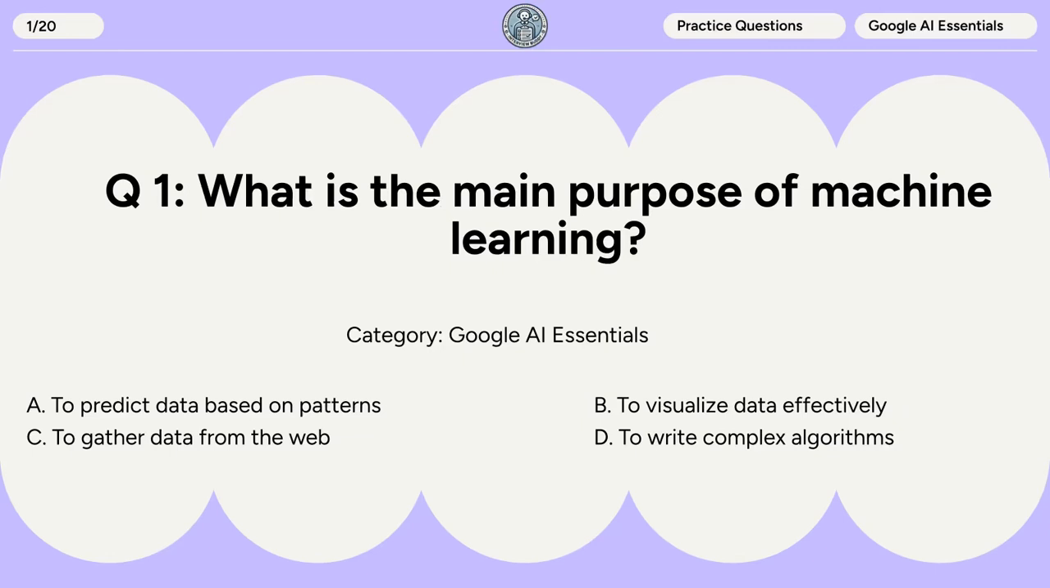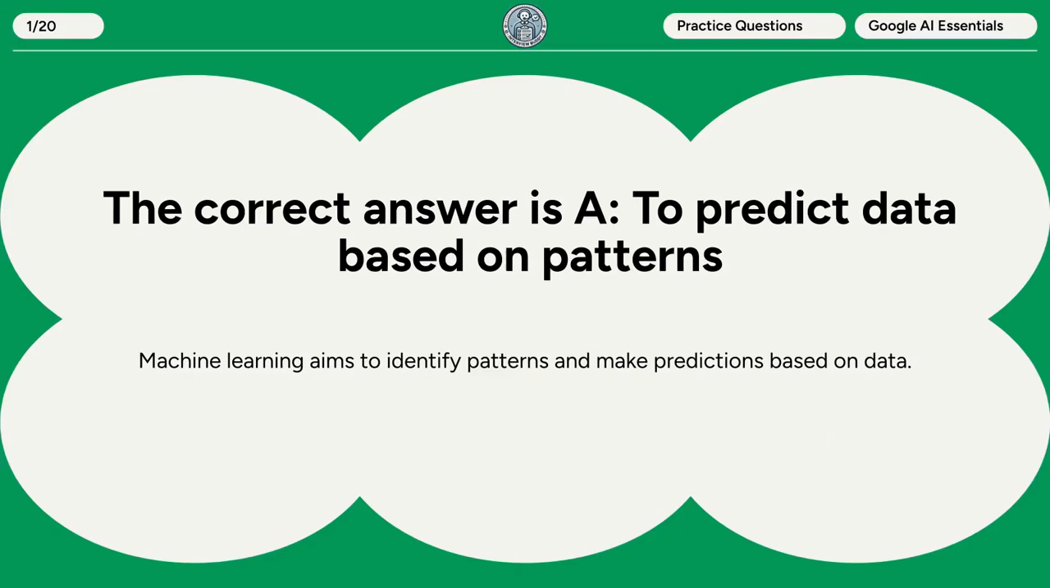Question 1. What is the main purpose of machine learning? A. To predict data based on patterns. B. To visualize data effectively. C. To gather data from the web. D. To write complex algorithms. The correct answer is A. To predict data based on patterns. Machine learning aims to identify patterns and make predictions based on data.